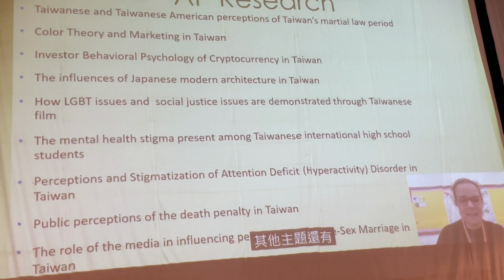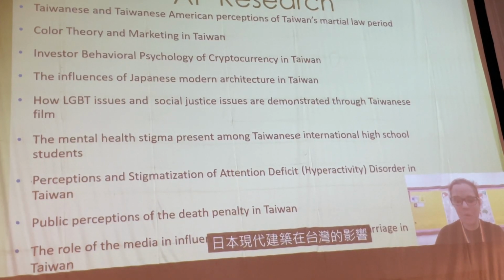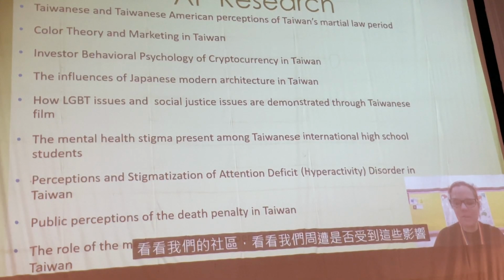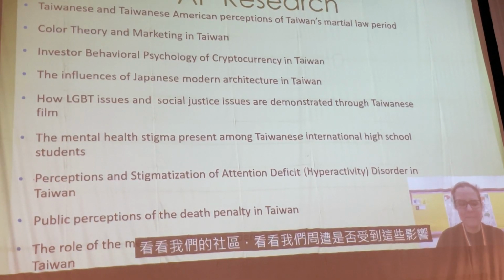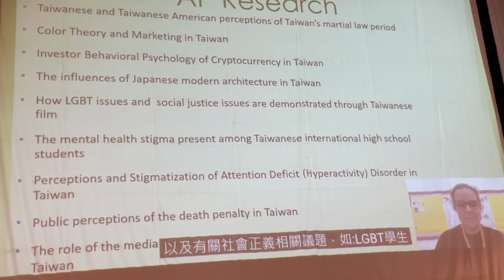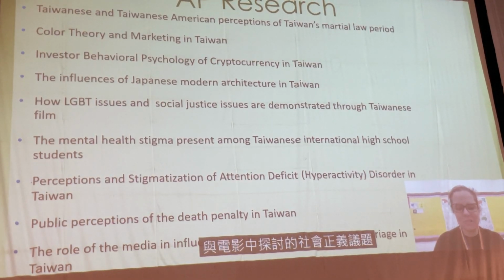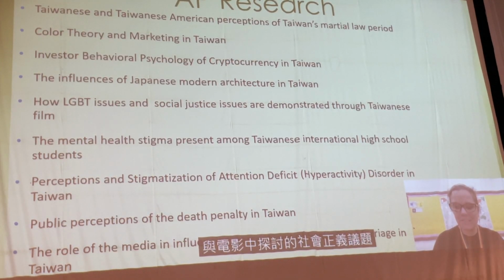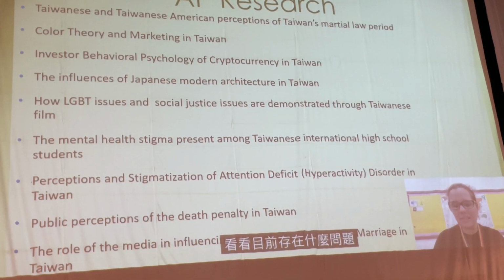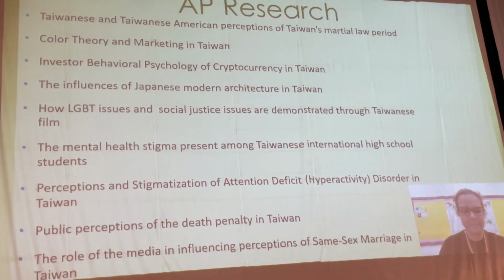Other ideas we have are the influence of Japanese modern architecture in Taiwan, and looking at our community, looking at our neighborhood, and where we see those impacts. Some of the social justice issues we see are about LGBT students and issues of social justice in film and Taiwanese film, and looking at what currently exists and how that conversation has continued to develop.